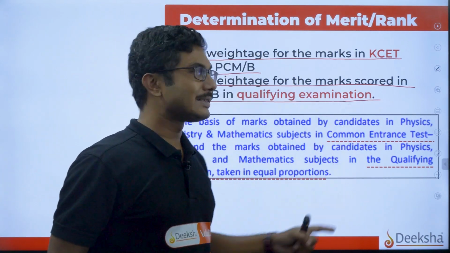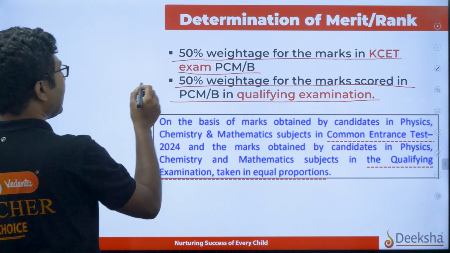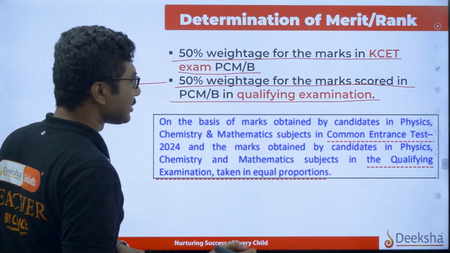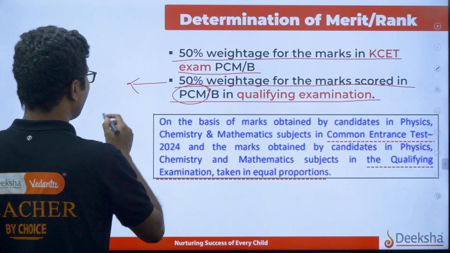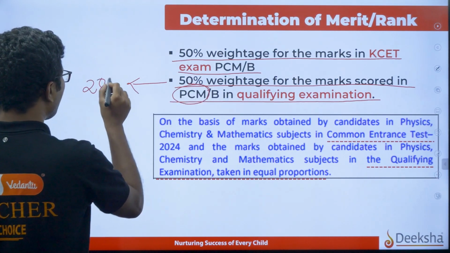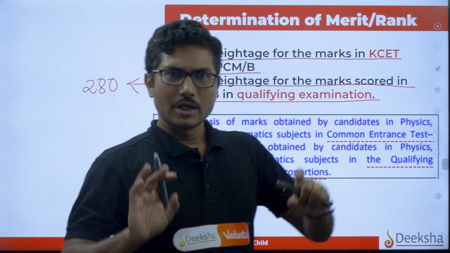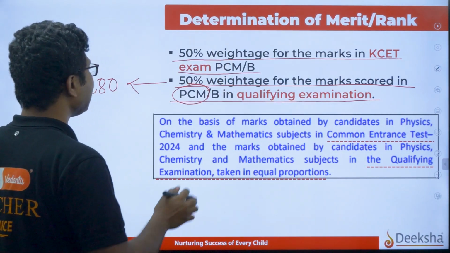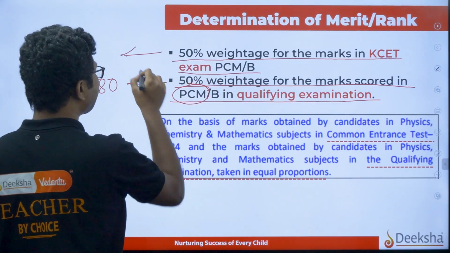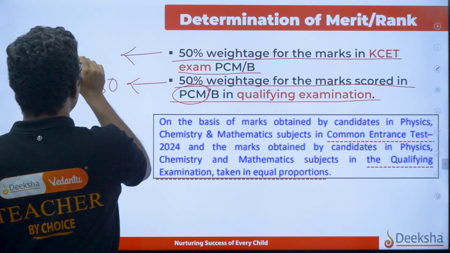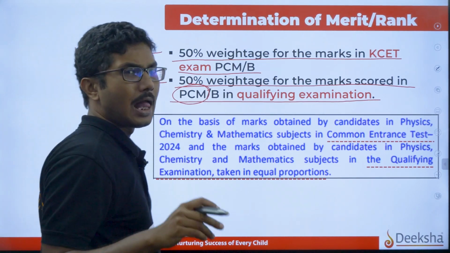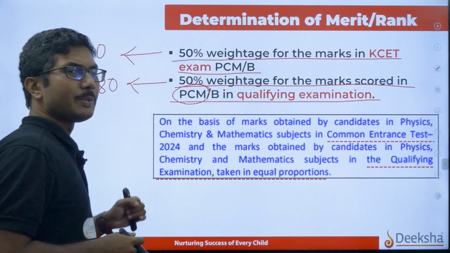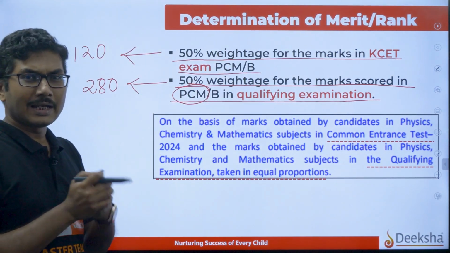that is your PU board final exam. So, 50%. Suppose in your board exam you scored some marks in PCM, say 280 out of 300. Very good score, almost 90% in all the subjects. And in your CET exam, out of 180, you scored, say, 120 marks in PCM.